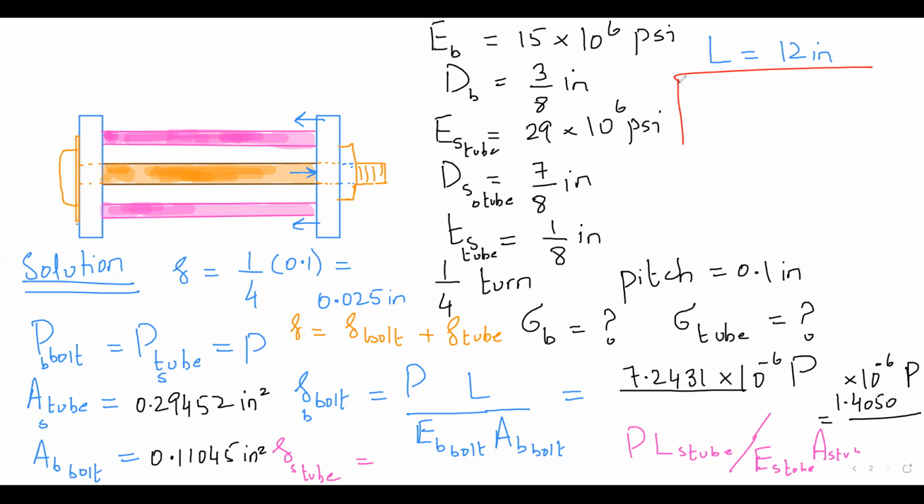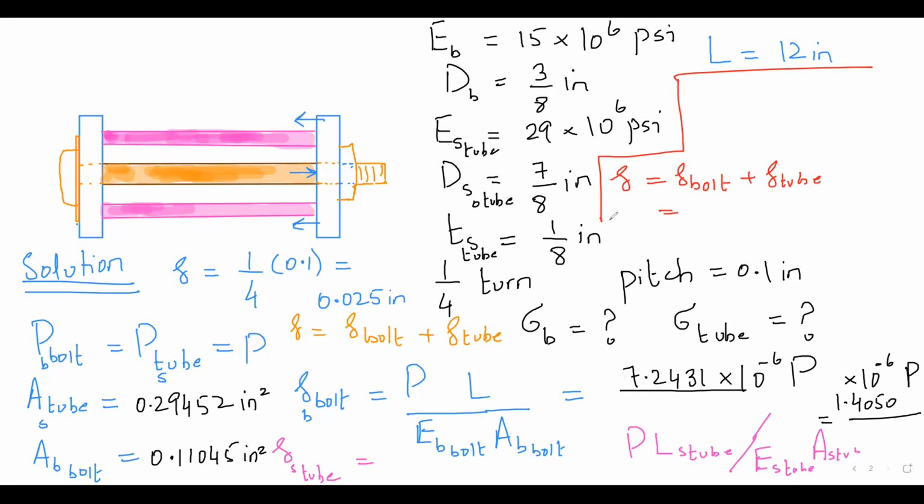And finally, we will say not P, we will say delta is equal to delta bolt plus delta tube, and this will be PL. It is equal to delta bolt plus delta tube.